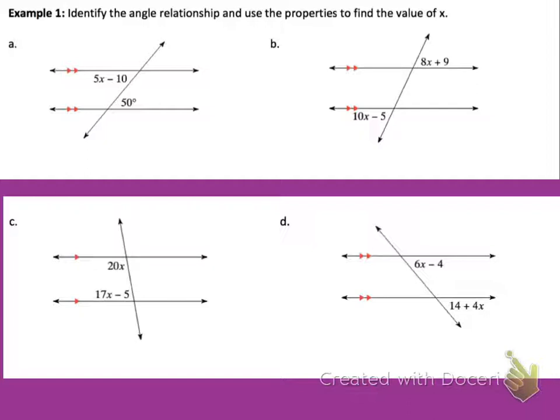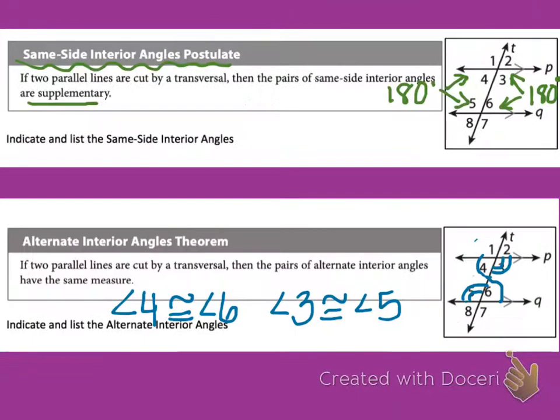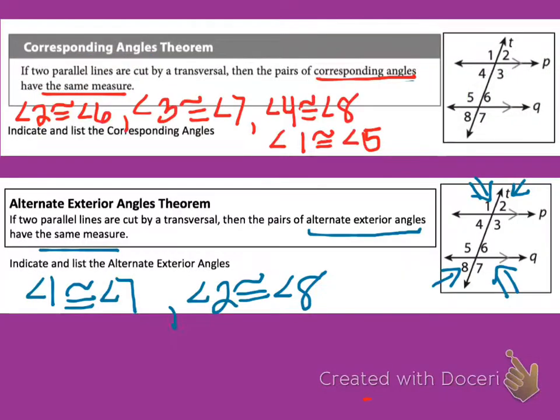So now looking at these angles, we have this angle right here that's labeled, and this one. And hopefully you identified these as alternate interior angles. So look back at the alternate interior angles theorem. It says if two parallel lines are cut by a transversal, then the pairs of alternate interior angles have the same measure. So that's what we're talking about here.